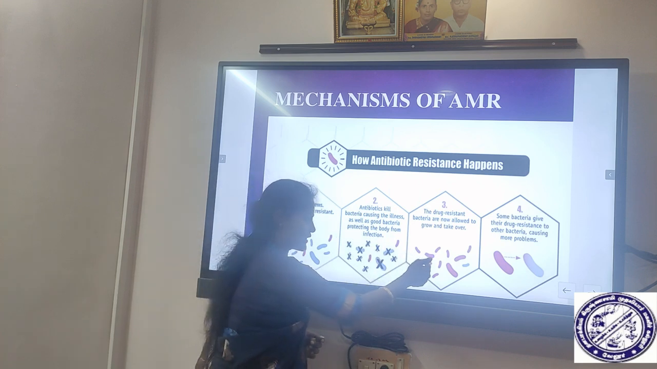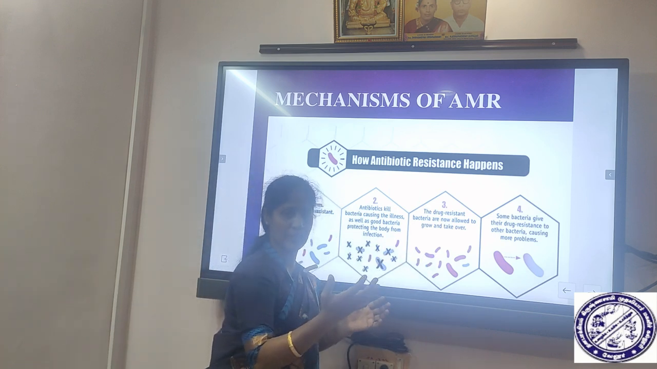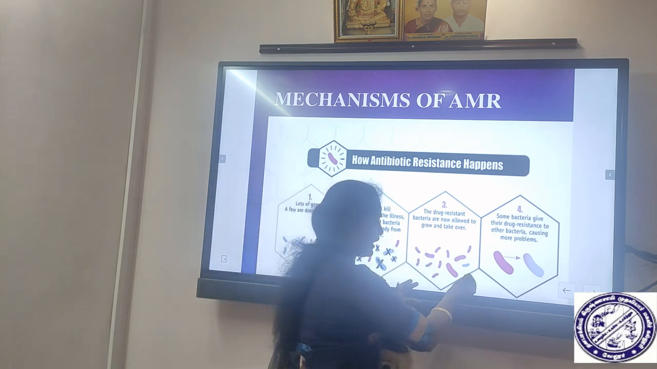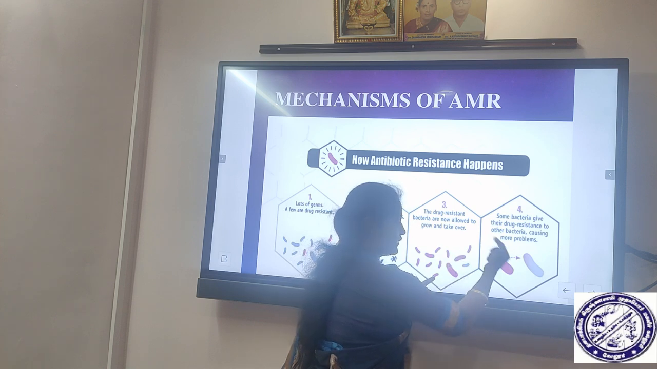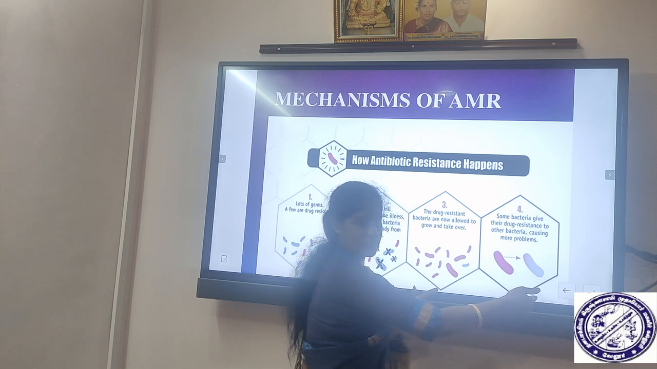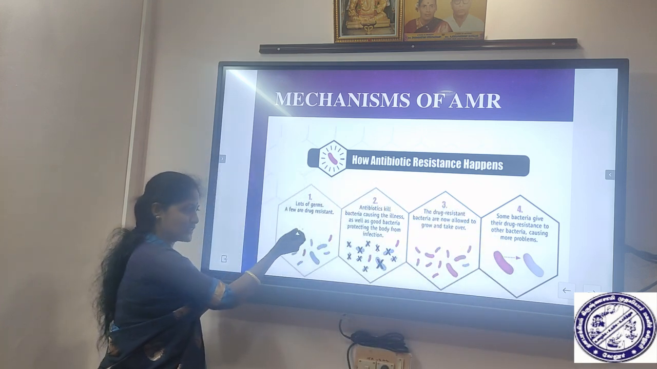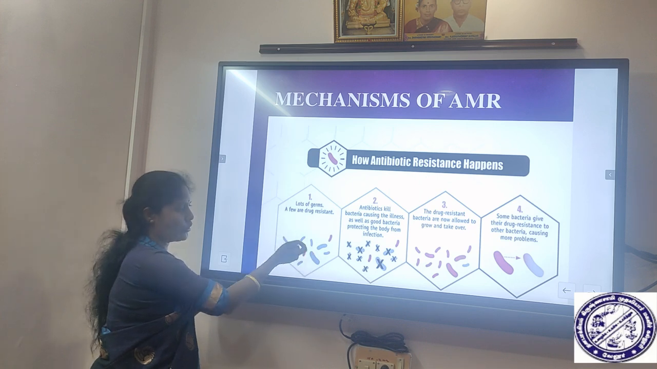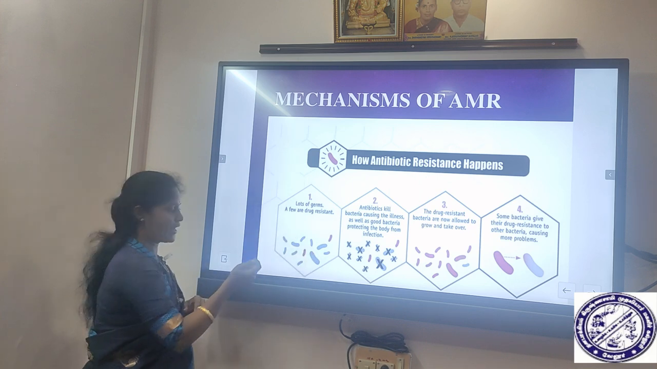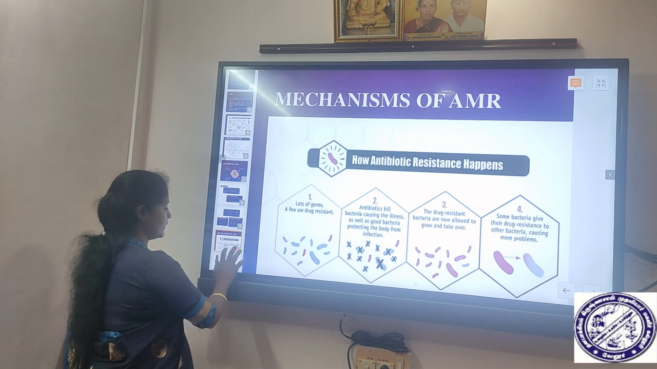So this resistant bacterium will grow abundantly, and what will happen automatically? This bacterium develops and spreads the resistance to other normal cells. Okay. So this is a simple way that shows how antimicrobial resistance can be spread.